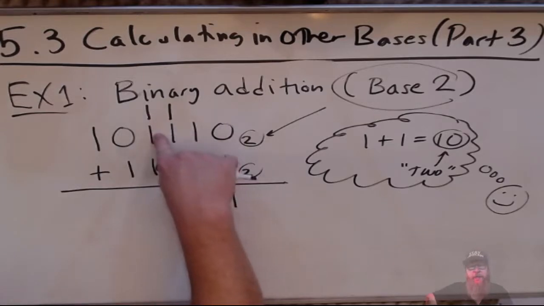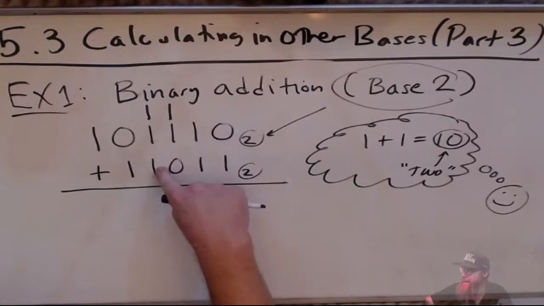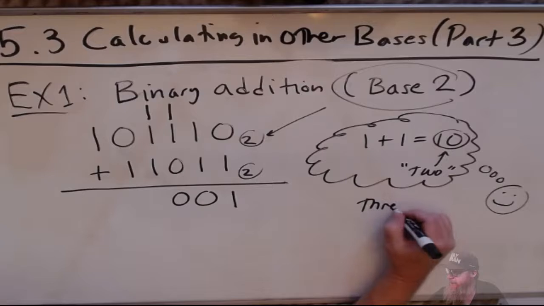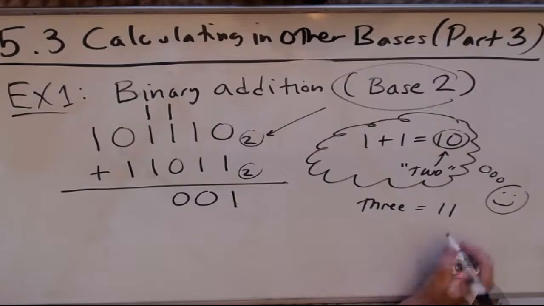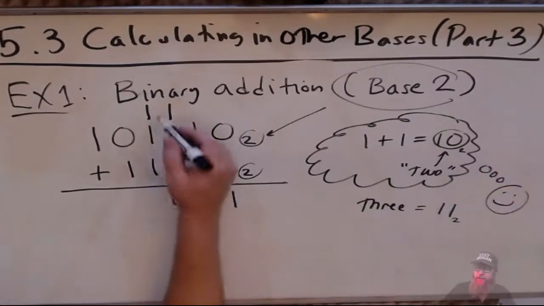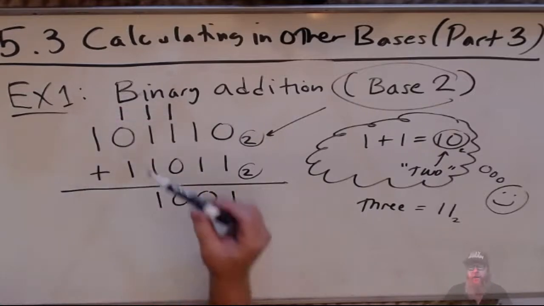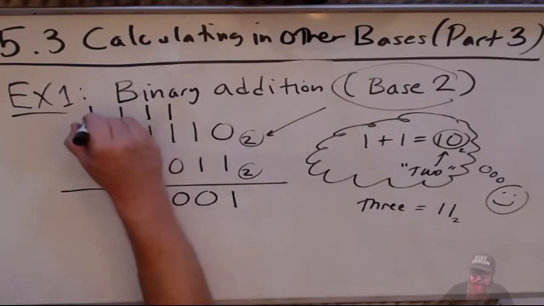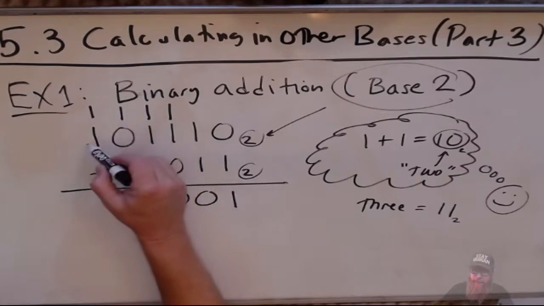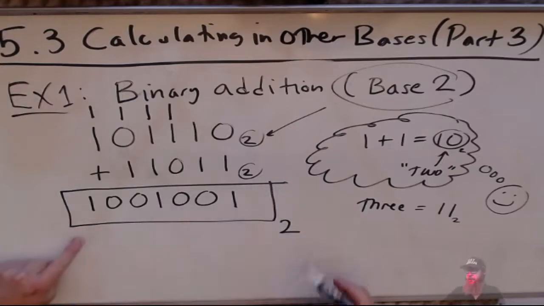1 plus 1 is 2. 2 plus 1 is 3. Do you remember what 3 looks like in binary? 3 looks like an 11 in binary. So 1 plus 1 plus 1 is 3, but it looks like an 11. So 1, 1, you carry another 1. 1 plus 0 plus 1 is another 2. 2 looks like a 10. Carry a 1. 1 plus 1 is, again, 2, but it looks like a 10. And so this is your result, base 2.